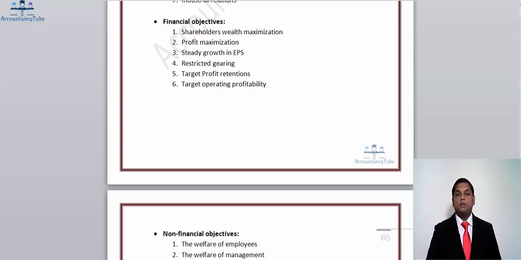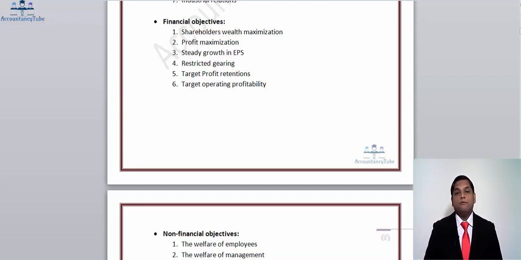After that, we've got steady growth in EPS. EPS stands for earnings per share. Each shareholder will be happy if their earnings per share increases steadily over the years. So a steady growth in EPS year by year, that is a steady growth in profit year by year, will be a good sign, and shareholders love that.